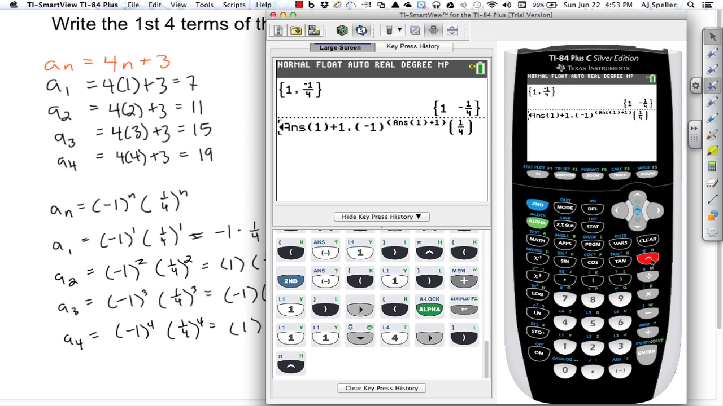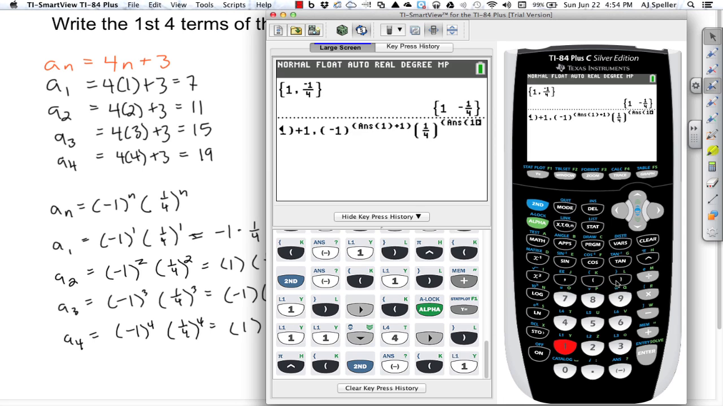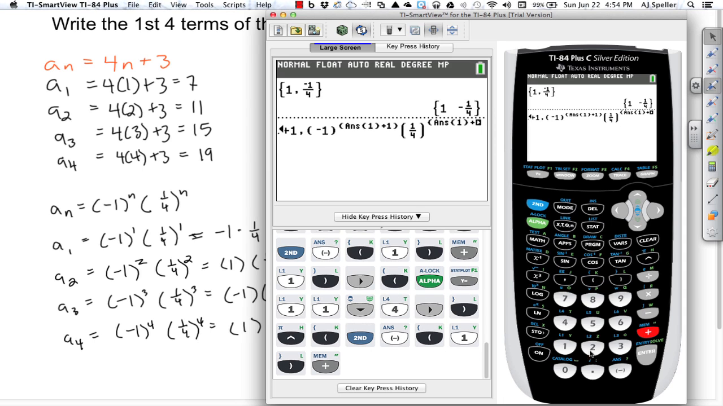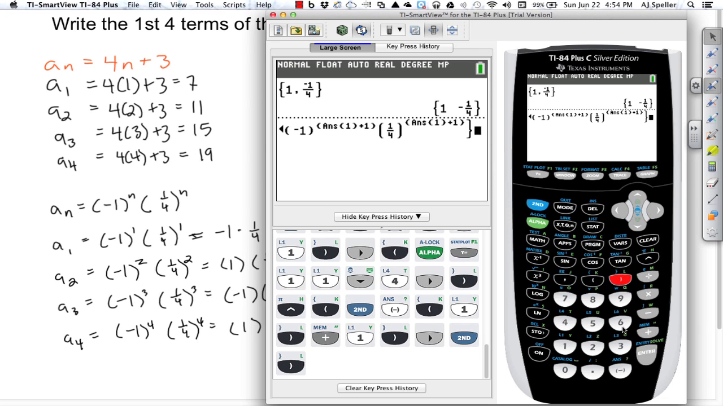And again, when I go to the exponent, I want to take the answer. I want to grab the first one, which is going to be a 1, and then I want to add 1 to that. So that way this is going to increment to 2, 3, and then 4, and then close it off with a regular parenthesis, and then hit second and curly brace to close that off.